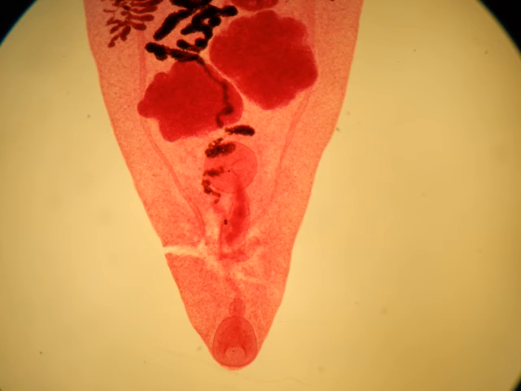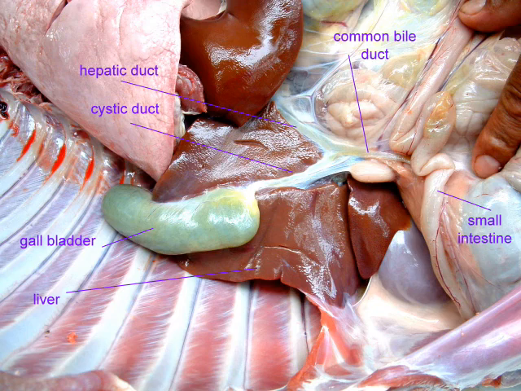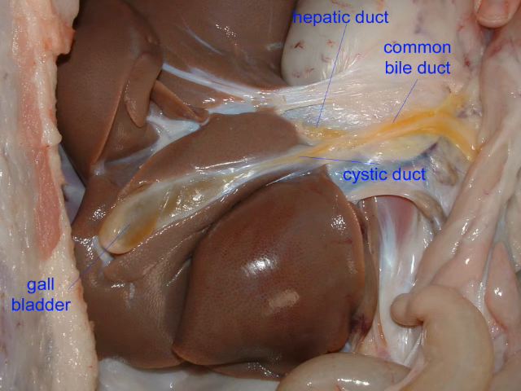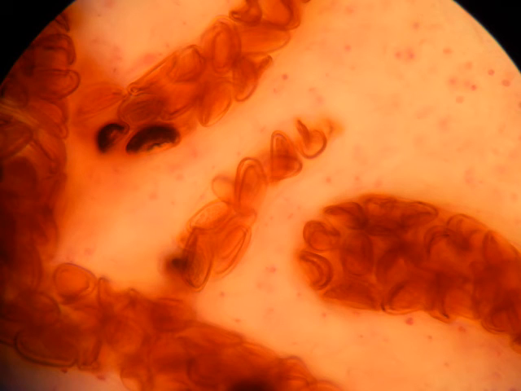The lancet liver fluke, Dicrocoelium dendriticum, is a parasitic flatworm which infects bile ducts in cows, sheep, and occasionally other ruminants such as goats and pigs, and can occasionally infect humans as well. From its host, it releases eggs in the feces of cows and sheep, which can then be ingested by snails.